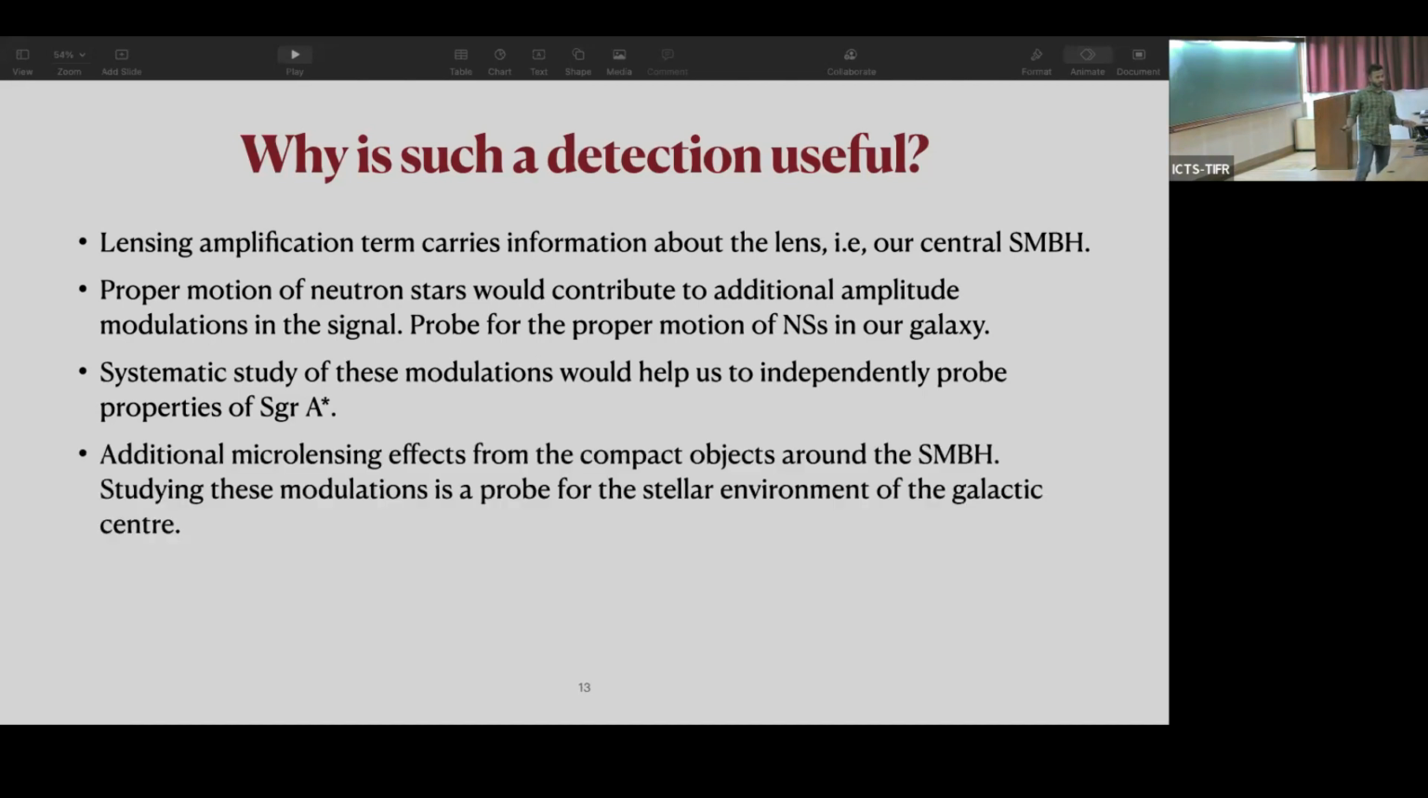I have not talked about something called microlensing effects. There are additional microlensing effects that occur because of the presence of smaller objects in the vicinity of the central supermassive black hole. When you have those effects, they produce extra modulations to your signal. So this detection, if carefully analyzed, would be a probe for the stellar environment of our galactic center. These are what comprise our future work.